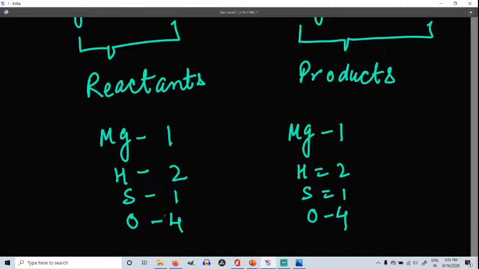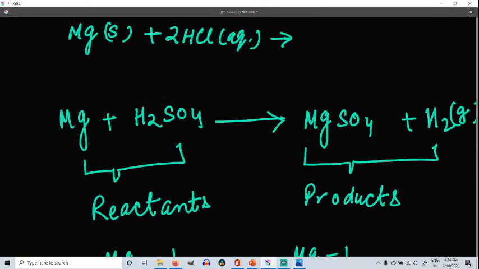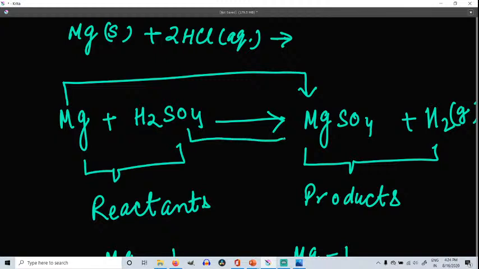And one more thing, there is only rearrangement of the atoms. We can see initially magnesium was alone, but after the chemical reaction magnesium sulfate has formed, right? And before the chemical reaction, hydrogen was in the form of sulfuric acid, H2SO4, but after the chemical reaction it is alone, right? So we can see it is only rearrangement. It means whenever any chemical reaction takes place, there will be rearrangement of the atoms.